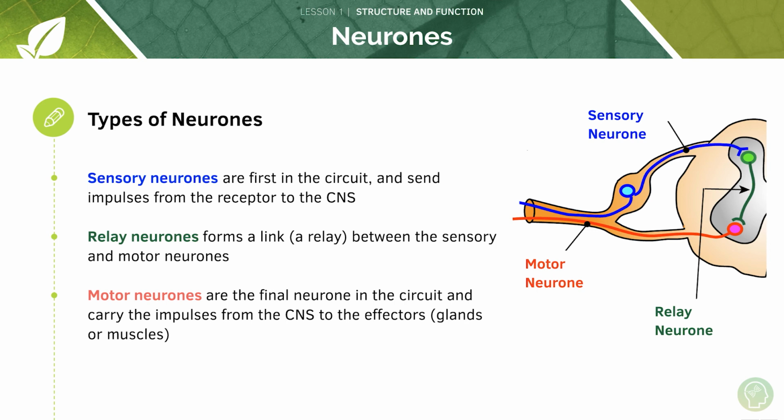So I'll give you an example of how this may work. A receptor in your finger will sense when you touch a hot pan, for example, and it will send an impulse up the sensory neuron to the CNS, so the spinal cord, where it synapses with a relay neuron, which synapses with a motor neuron, and transmits an effector signal back to your finger or back to your arm, where it will then stimulate a muscle to contract and move your finger away from danger, and therefore you don't burn your finger.